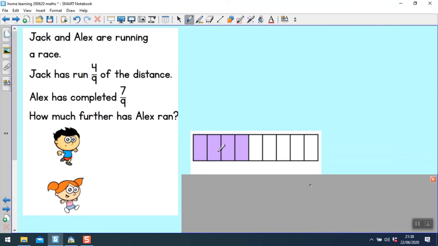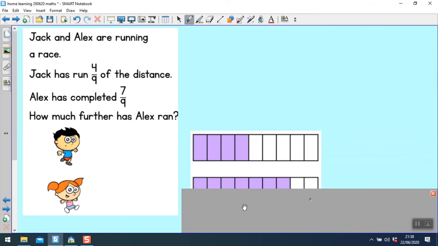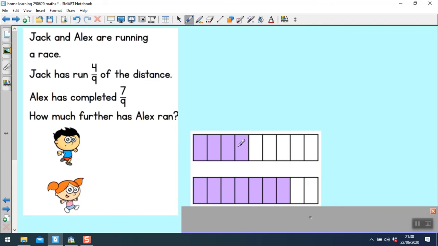So Jack first. So Jack has run 4/9. Alex has run 7/9. How much further has Alex run than Jack? And it's this difference here. So 3/9. So it's 7/9 take away 4/9 to give you the 3/9.